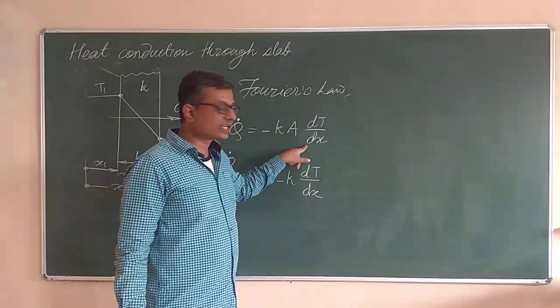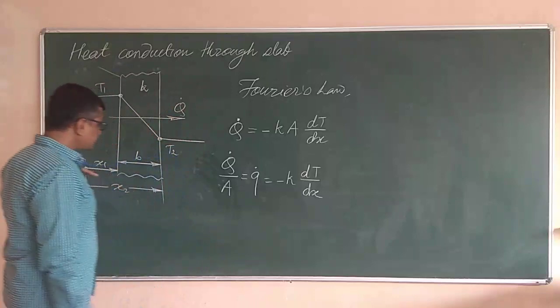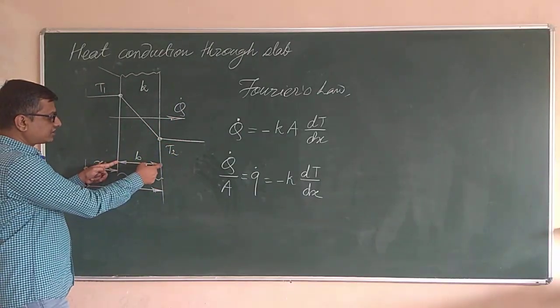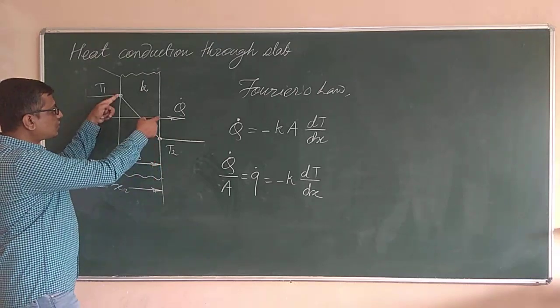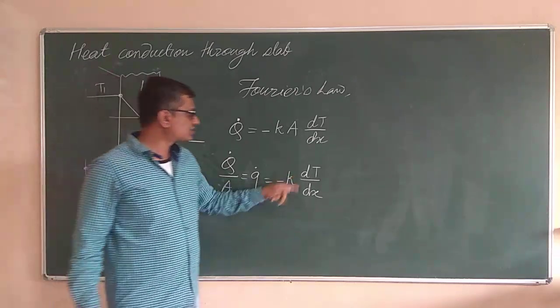dT by dx is the rate of change of temperature with respect to the x direction. And in the x direction, how is the temperature changing? If I take one particular length, this much length, then for this much length, how much is the change in temperature? It is from T1 to T2. So that is the term dT by dx, right?